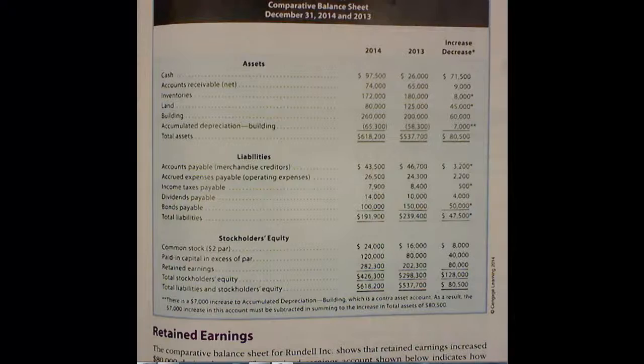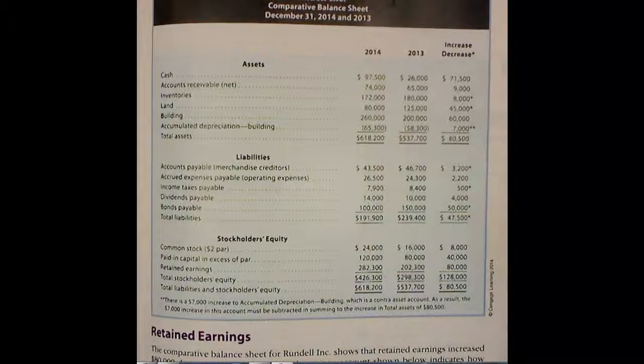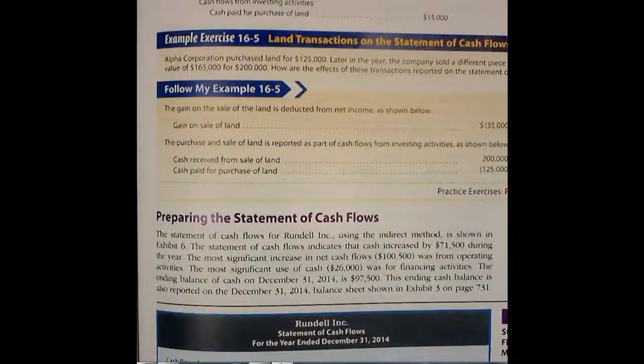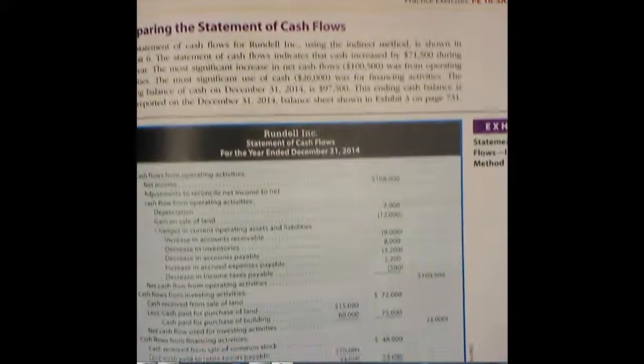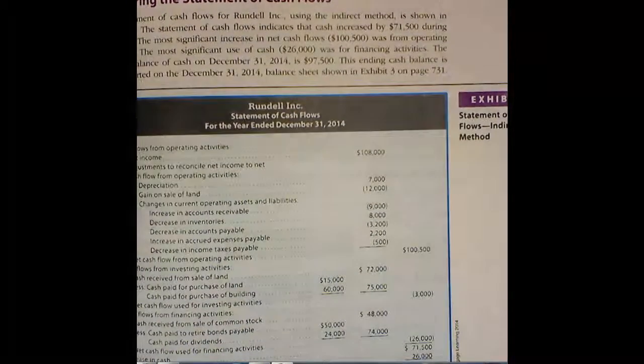Well, the statement of cash flow does that particular reconciliation. It reconciles the net income to the change in cash to explain to the owner why those two numbers may differ. Before we get into the details of the preparation of the statement of cash flow, let's look at the Rundell Corporation's statement of cash flow, which is shown to you in its finished form in Exhibit 6 on page 739.